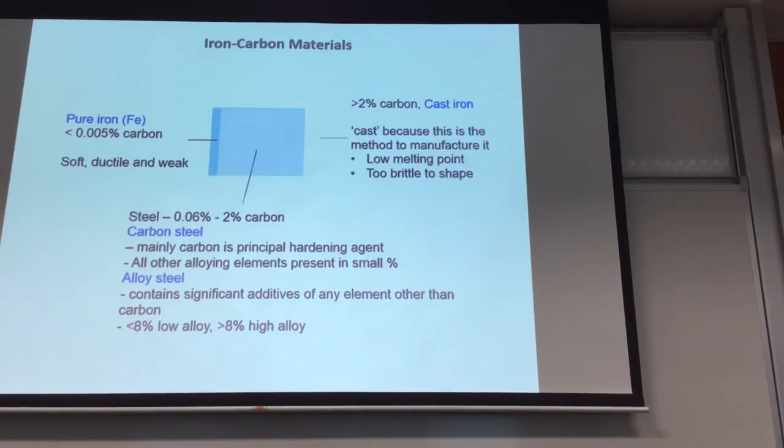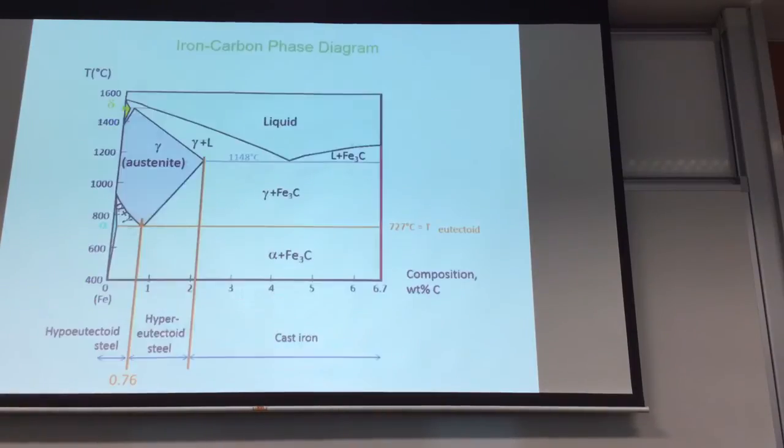We can categorize steel into different categories. So the general one would be a carbon steel. Carbon steel, basically, your main hardening agent is your carbon, or any other metals that we add to the system are found in small quantities. We may also have what is called alloy steel, where we have a significantly higher amount of other metals added to your base system. More than 2% carbon, we call this a cast iron because it's very brittle. We need to cast it. That's why it's called a cast iron.